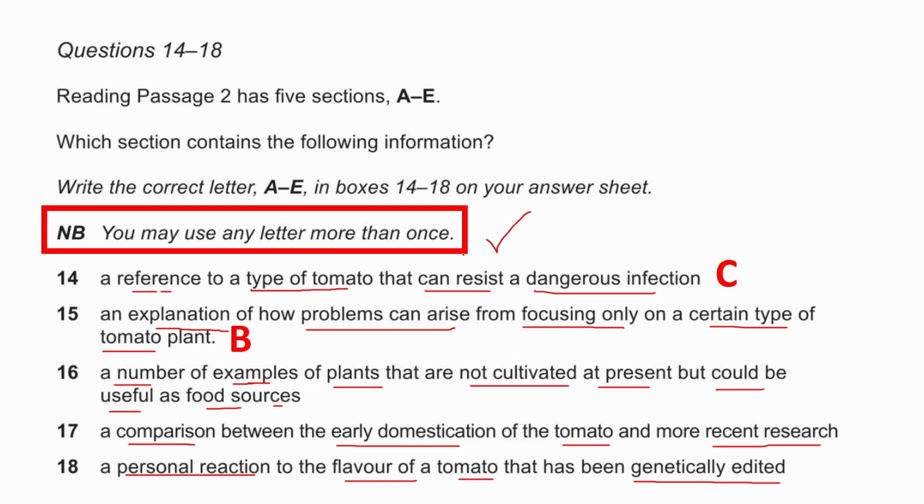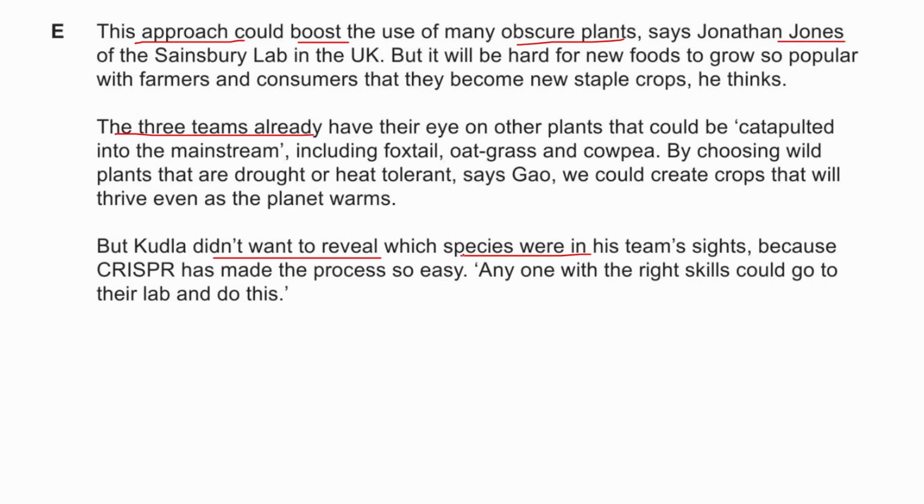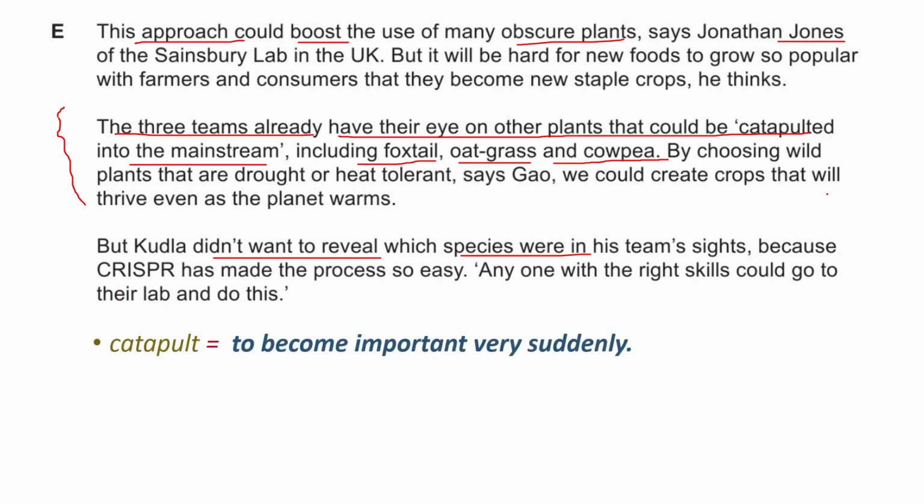Examples of plants not cultivated at present but could be useful as food sources. We had this information in paragraph E. The three teams already have their eyes on their plants that could be catapulted into the mainstream, including foxtail, oatgrass, and cowpeas. So here we have the three examples of those plants. Now, catapult means to become important very suddenly, and mainstream to be accepted by most people. This one is a little bit tricky because it mostly tests your vocabulary.